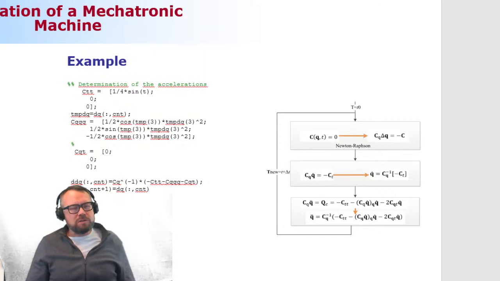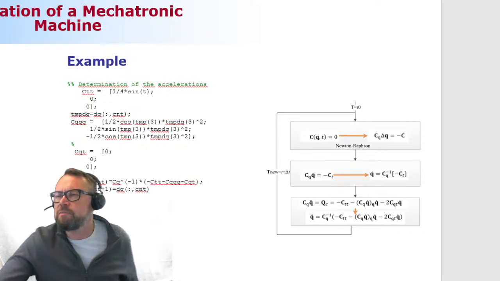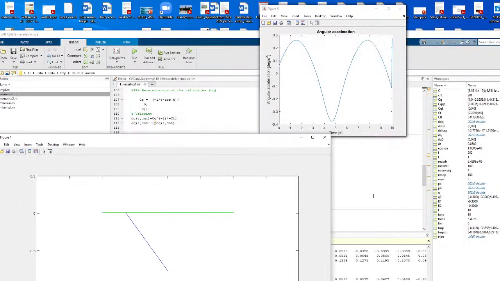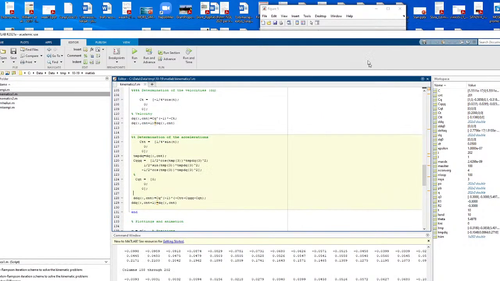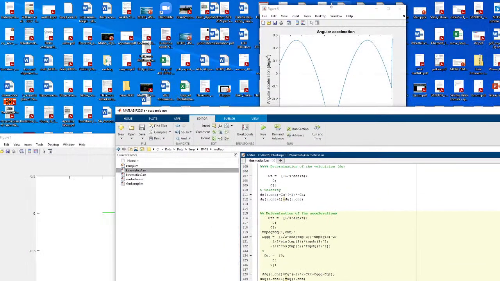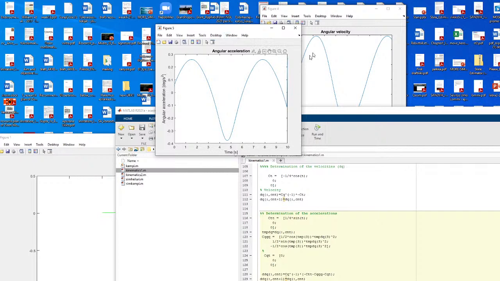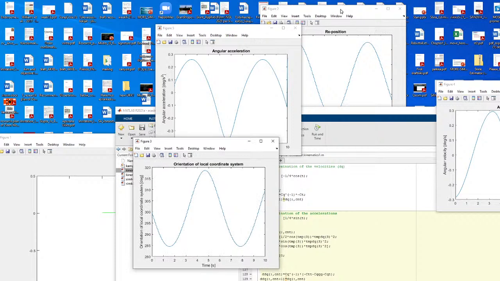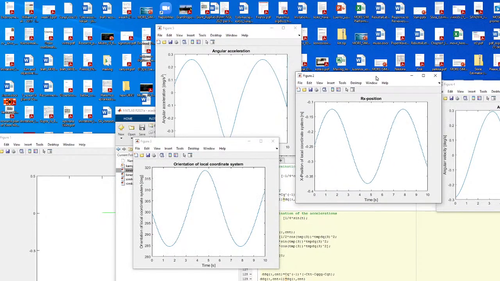Okay, and it wasn't, of course, just an animation. What we can do is make plots of different quantities like angular acceleration, velocities, angular velocities, and all the generalized coordinates at position, velocity and acceleration level can now be solved. So here's angular acceleration, angular velocity, orientation of a local coordinate system, Rx position. These are just examples that show that you can compute all that. So that's what I wanted to say.